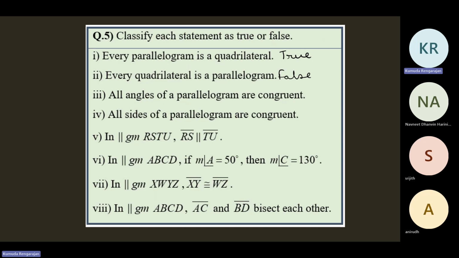All angles of a parallelogram are congruent. Congruent means equal. False, ma'am. Yeah, because only opposite angles are equal. All angles are not equal. So it is false. All angles of a parallelogram are equal? No, only opposite angles are equal. Congruent means equal. So false.